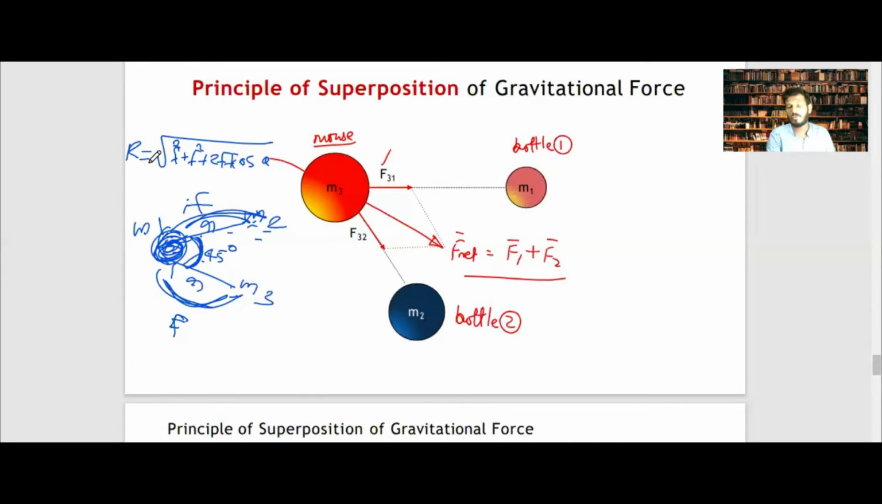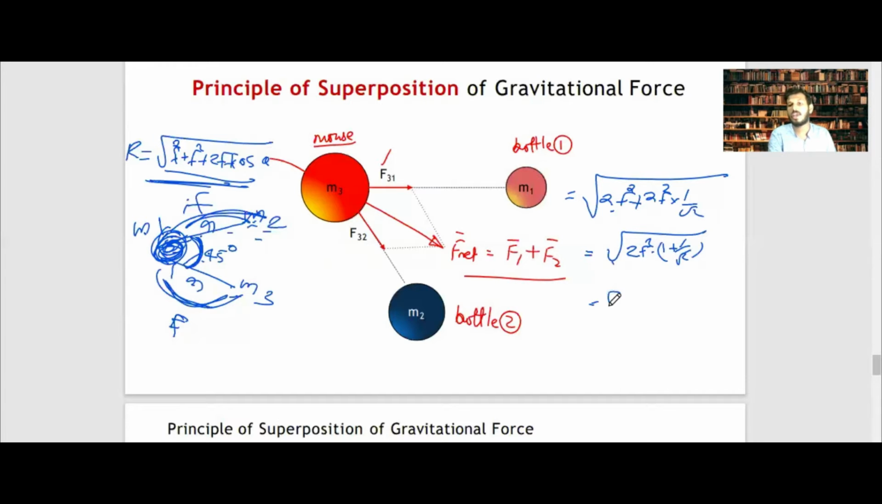If we have to calculate this square root term, I am writing here root of F square plus F square plus 2F cos theta, which means 2F square into 1 by root 2. It's very clear. Okay, so 2F square can be taken outside, root of 2F square taken outside, so 1 plus 1 by root 2 in the bracket. F square taken outside, that is F into root 2 into 1 plus 1 by root 2.